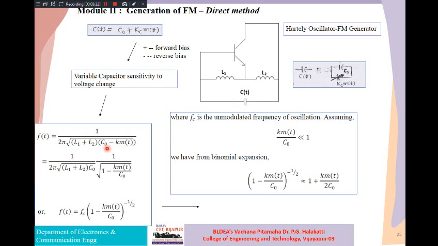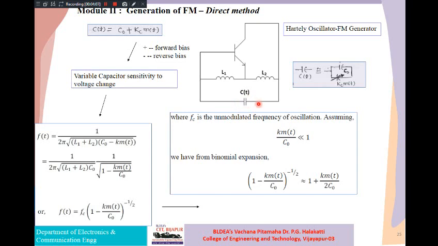You can see this reverse biasing or forward biasing of the varactor diode. If you reverse bias, it becomes minus, so the value of this term decreases. The denominator is decreasing, so the total value of the resonant frequency is increasing. If you reverse bias the varactor diode, the junction width is increasing, meaning the distance between the plates is increasing.